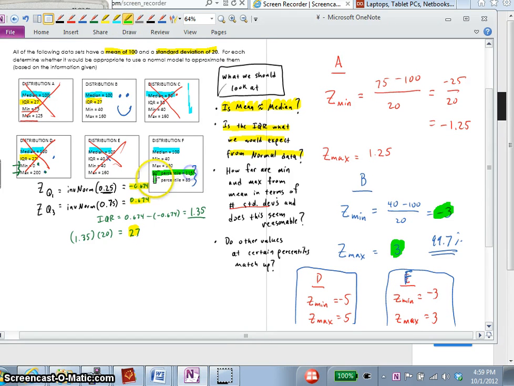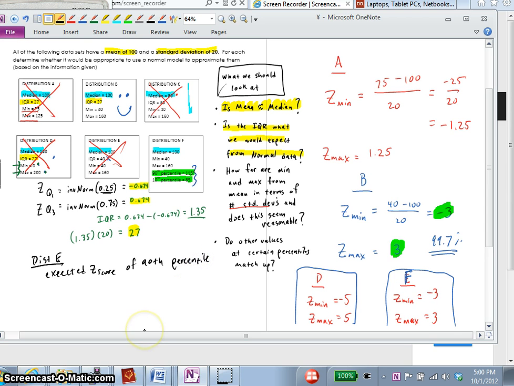Okay? Let's look at F, and let's look at the last piece of information that we have not used. It's those percentiles. All right? So very similar to what we did with the quartiles, we can find the expected z-score of the 90th percentile and the 10th percentile, and then compare that to the actual z-score of those values. Okay? So I'm going to look at distribution F. All right? So let's look at the expected z-score of the 90th percentile.